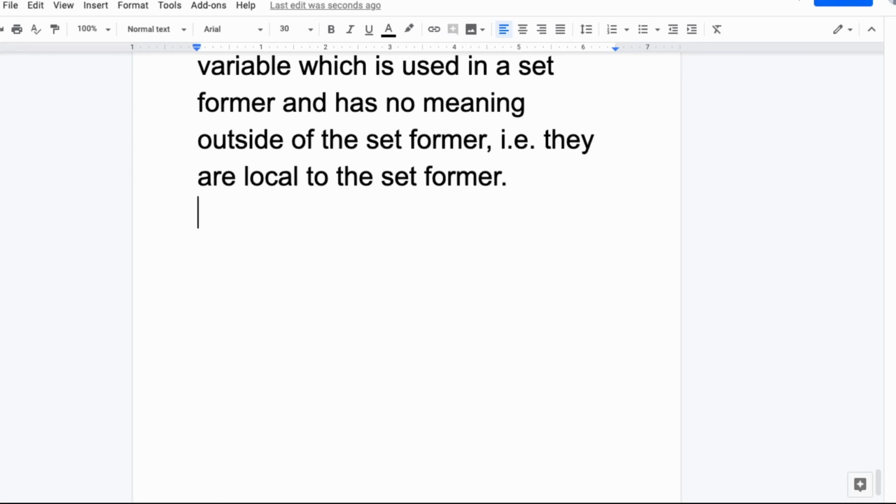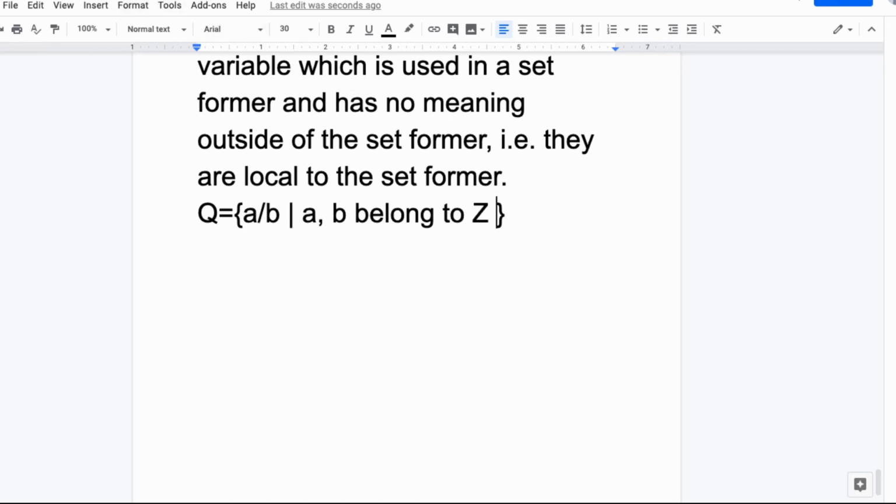Let me give you another example. So Q, let's say Q is a set of all A over B, such that A and B belong to Z.